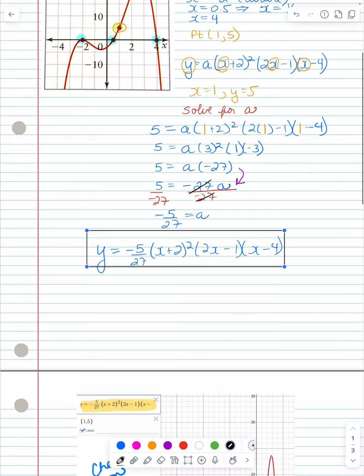going to use graphing technology, and the graphing technology app that I'm going to use is called Desmos. If you don't have that on your phone or on your iPad, download it.